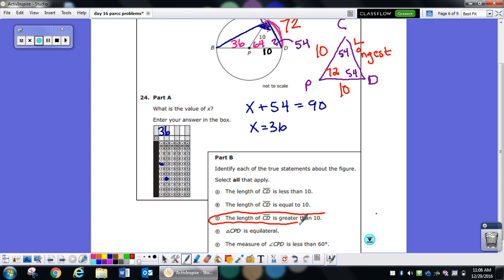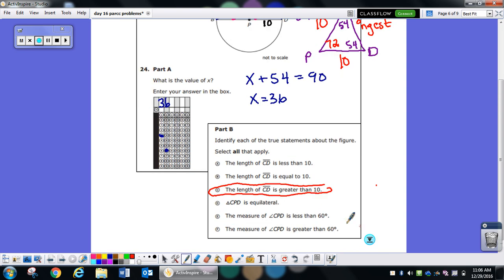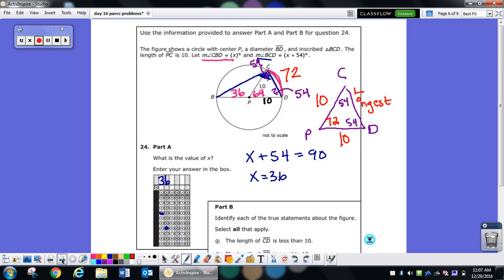And then, so you see how A through C talk about the length of CD? So you're probably not going to select A and B or A and C because the length of the side can only be one thing. And then the last three answers talk about angle measures. So triangle CPD is obviously not equilateral because not all the angles are 60. And CPD was 72, so it's greater than 60. Okay? Again, a little funky, but that's what they want you to do.